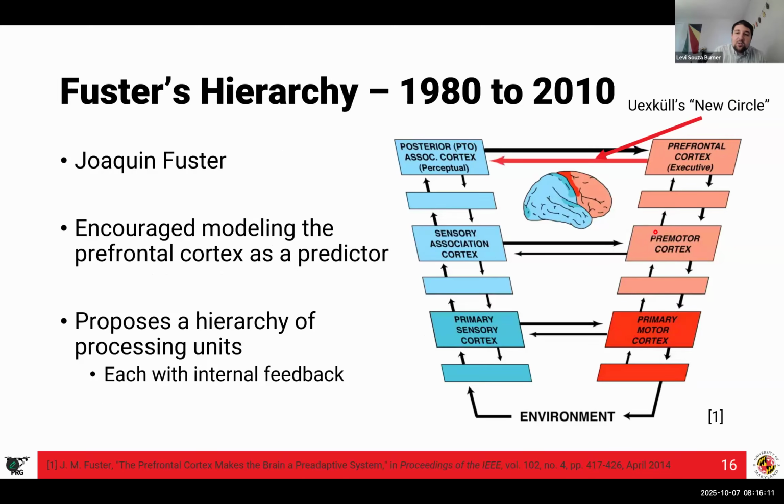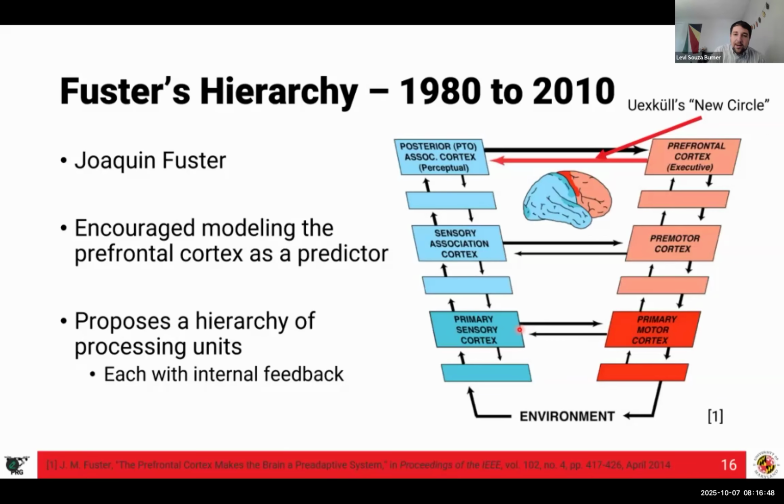In 1980 to 2010, Joachim Fuster, a famous neuroscientist, showed that not only do we have this internal feedback at our highest levels of our cortex, that is really the cognitive domain, which is shown with this red arrow back from the prefrontal cortex to the posterior cortex, but it's also at every level lower than this. So it's in the middle levels and the bottom levels, the levels that just really help you stabilize or stand or walk. And it's at these lower levels that we become interested in the internal feedback that Uexküll brought.